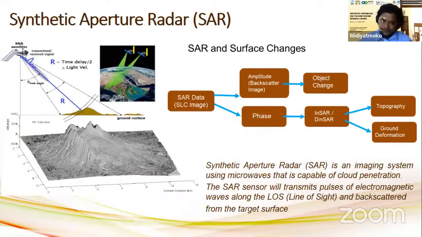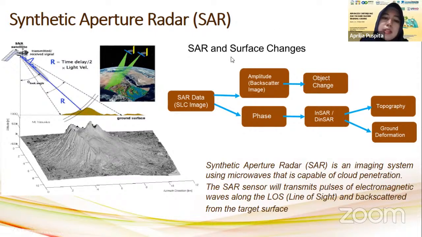The first thing I want to introduce is SAR. SAR is synthetic aperture radar. It is an imaging system that uses microwaves, capable of cloud penetration. The SAR sensor transmits pulses of electromagnetic waves along the line of sight and collects the backscattering from the target surface.